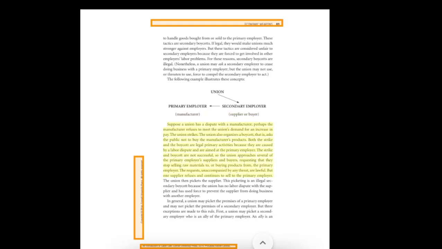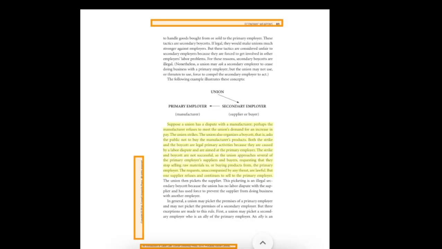Suppose a union has a dispute with a manufacturer. Perhaps the manufacturer refuses to meet the union's demand for an increase in pay. The union strikes. The union also organizes a boycott, that is, asks the public not to buy the manufacturer's products. Both the strike and the boycott are legal primary activities because they are caused by a labor dispute and are aimed at the primary employer.